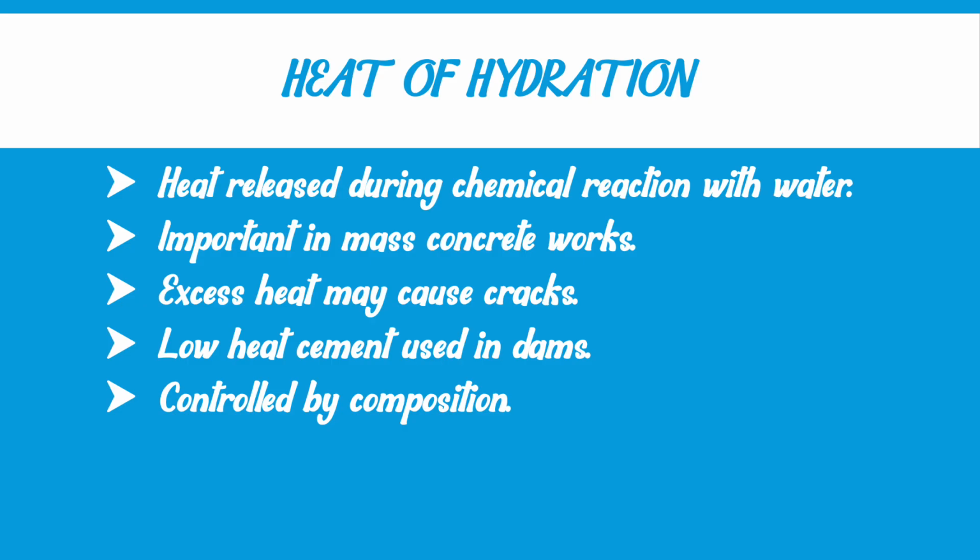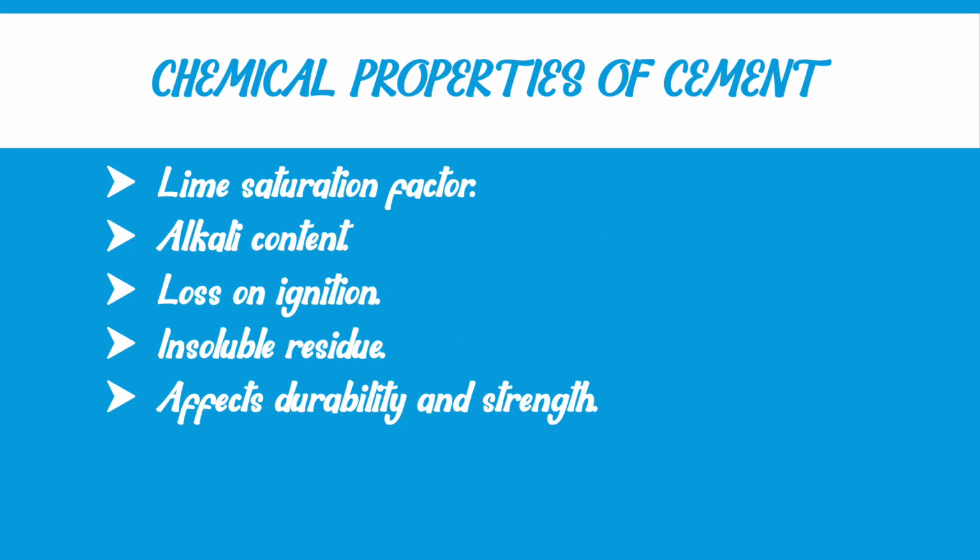Heat of hydration. In this process, heat is released during the chemical reaction with water. It is important in mass concrete works, as excess heat may cause cracks. Low heat cement is used in dams, and it can be controlled by composition. Then chemical properties of cement: lime saturation factor, alkali content, loss on ignition, and insoluble residue. They affect durability and strength.